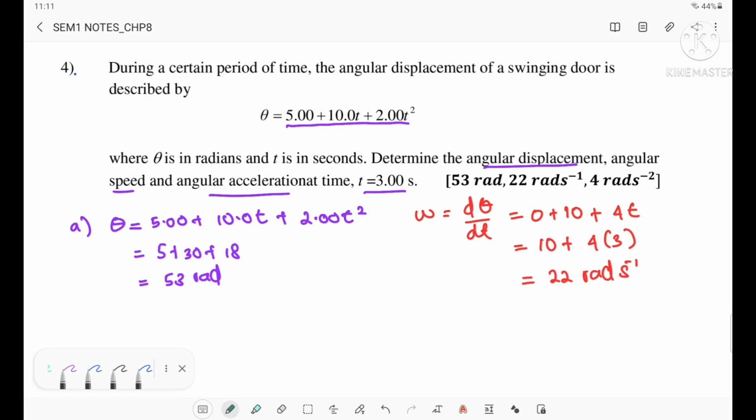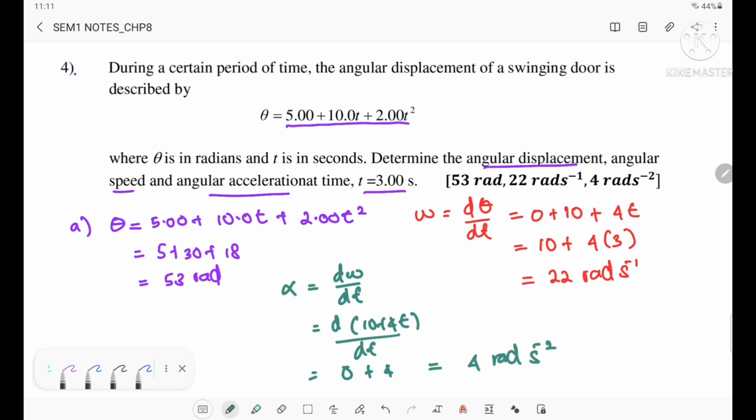And to calculate the angular acceleration, alpha is equal to d omega over dt. We already got the omega, which is 10 plus 4t. So we differentiate over t, and we get: differentiate 10, we got 0, and 4t we got 4. So the answer is 4 radian per second squared.